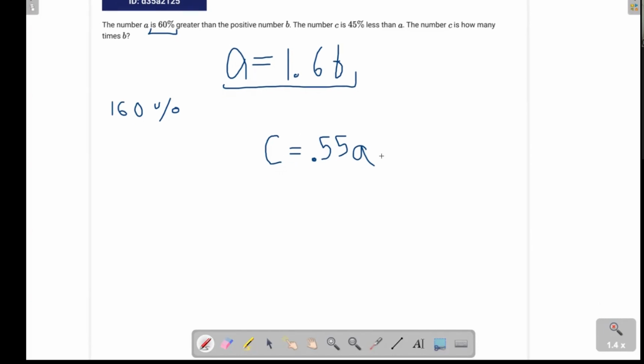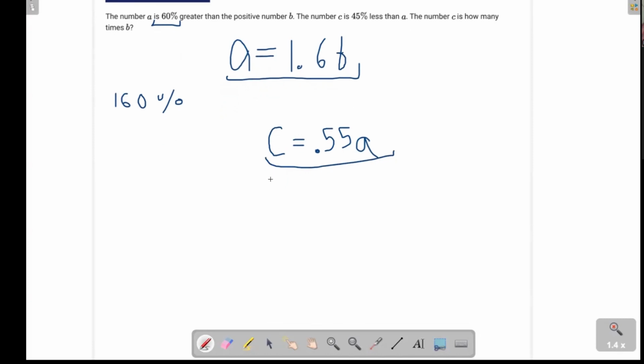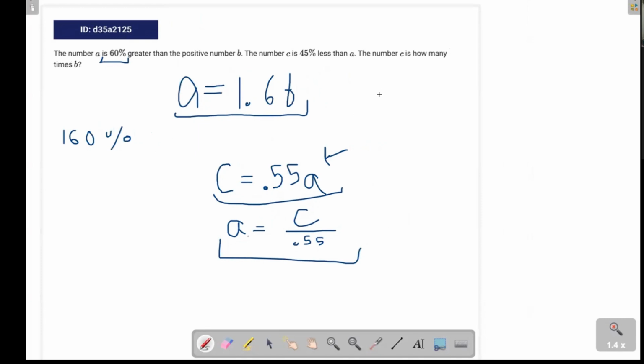So from here, we have these two relationships. We want to find the number C is how many times B. So what we're going to do is put A in terms of B using this relationship right here. From dividing each side by 0.55, you're going to see A is then C over 0.55. Once we have this, we can plug it back into A is equal to 1.6B.